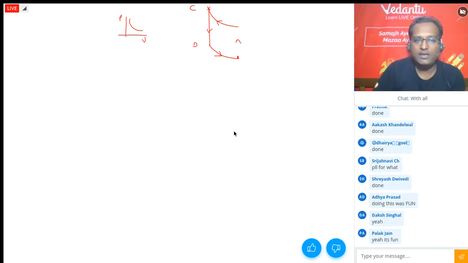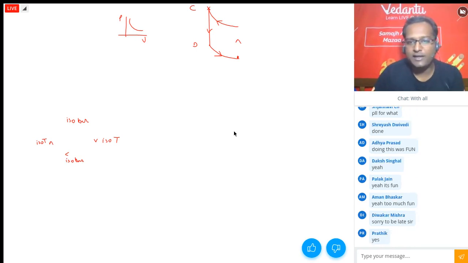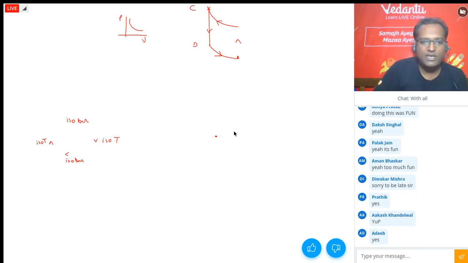A to B is now isobaric. B to C same isothermal. C to D is isobaric, and D to A is isothermal. Correct. Let me choose a point randomly A now here in between somewhere so that I don't have to move my graph. A to B is isobaric.